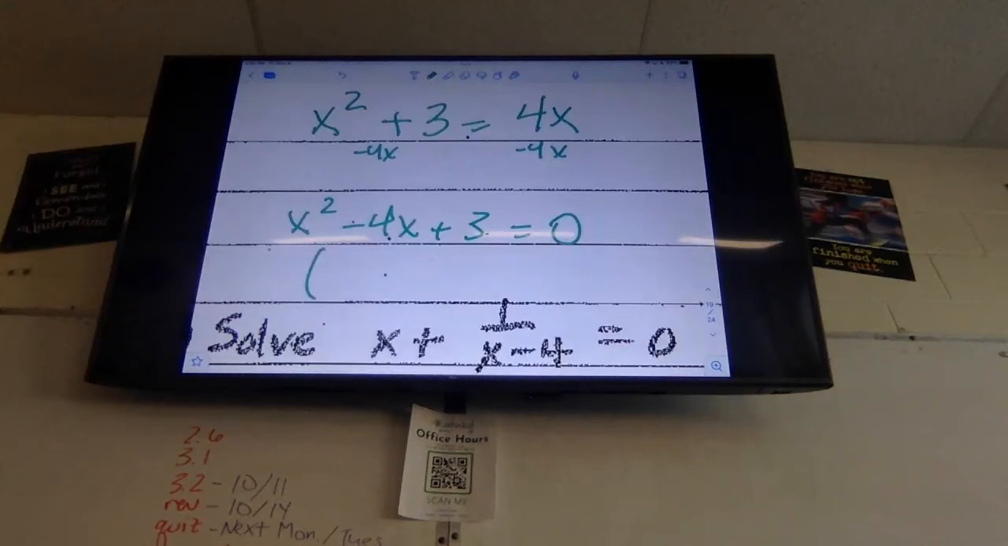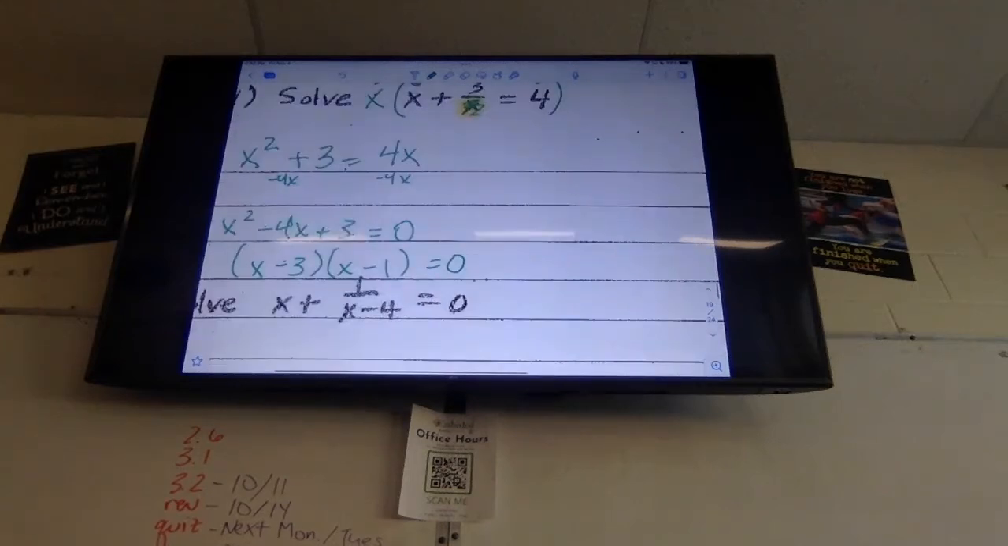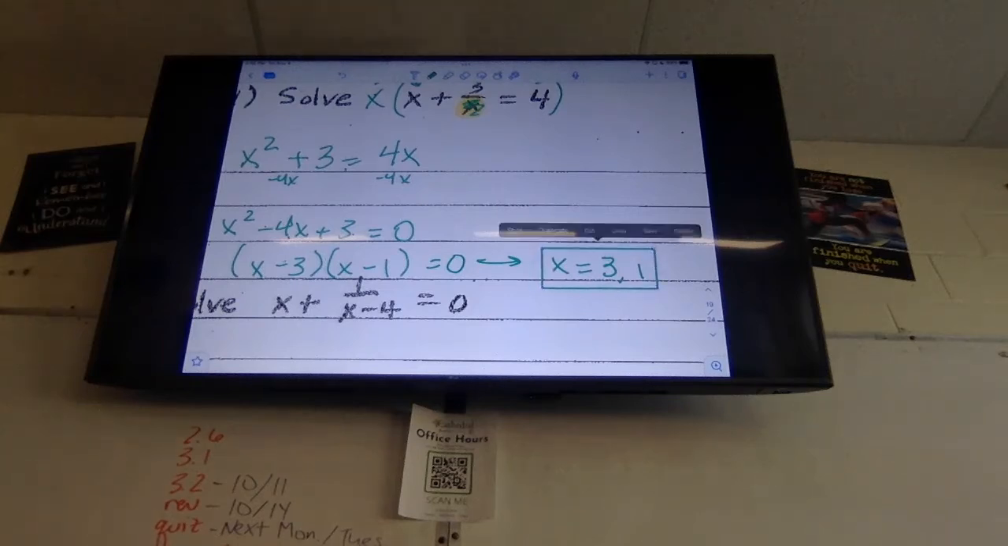Yep. What is it gonna be? X minus 3 and x minus 1, which means x equals what? 1 and 3. That's my answer. That's it. That's pretty easy, right? That's pretty easy. Let's do another one.